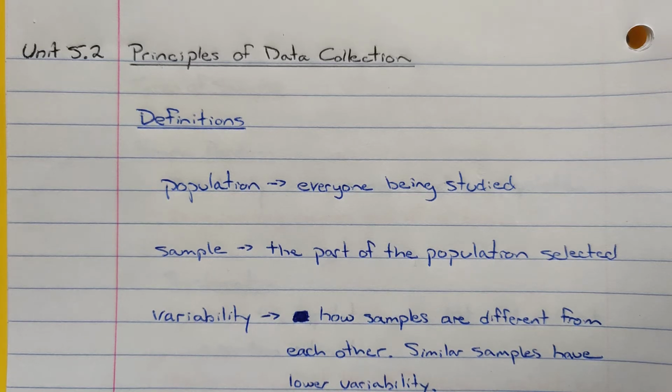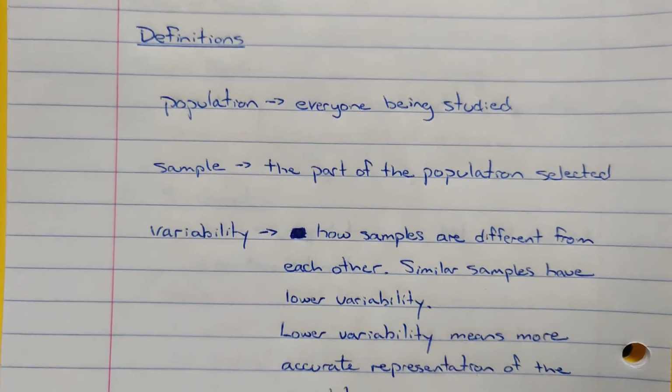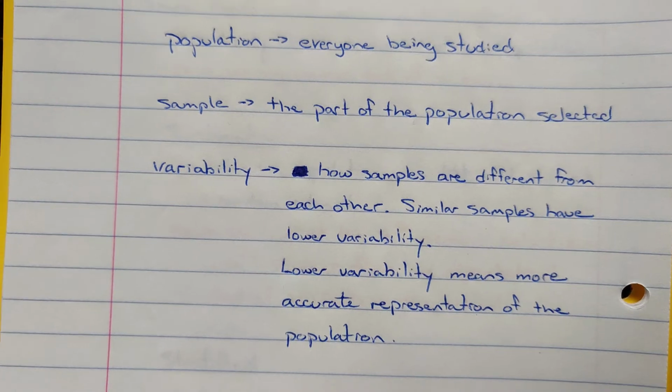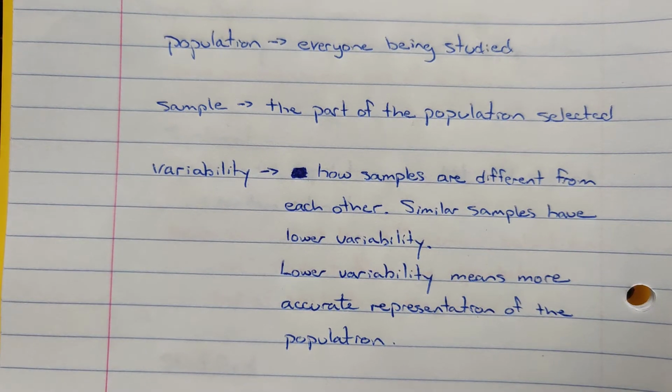And variability is an important concept. So it's how the samples differ from each other. So similar samples should have a lower variability. The lower variability means more accurate representation of the population. So if you take samples at different times and from different people, you want them to be similar to each other so that there's less inconsistency in the types of people.